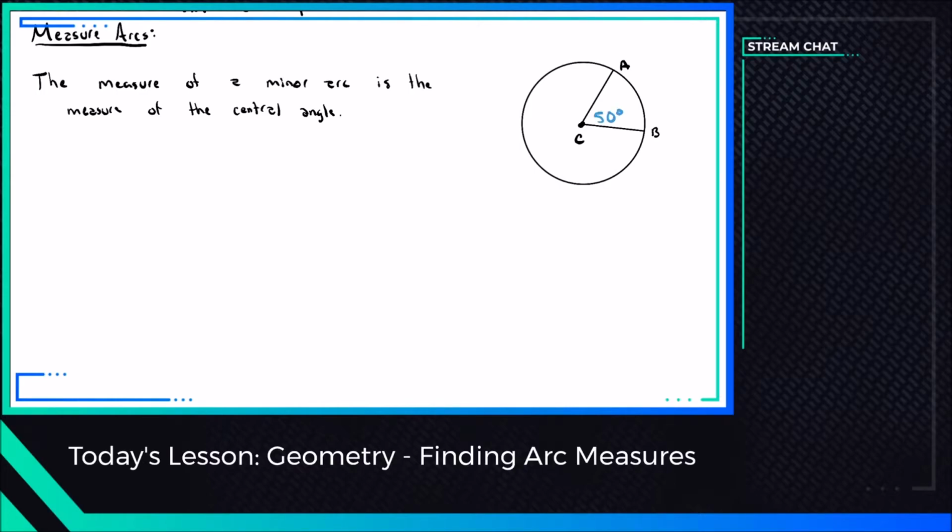What this just said is that the measure of a minor arc is the measure of the central angle. And remember, our minor arc is going to be from A to B right here. So the measure of arc AB is going to be equal to 50 degrees.